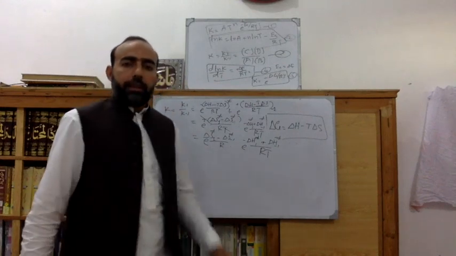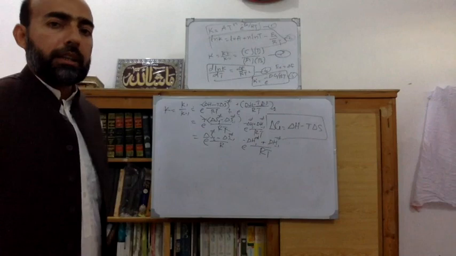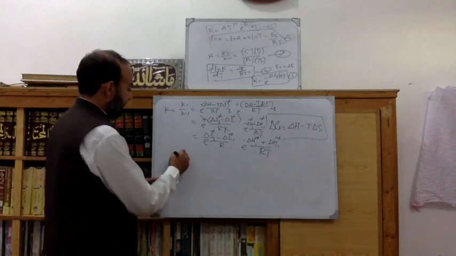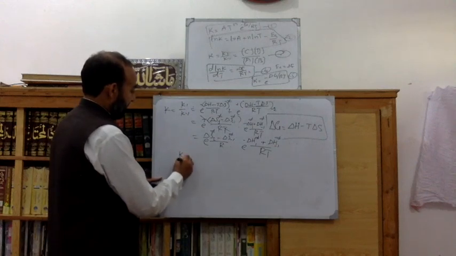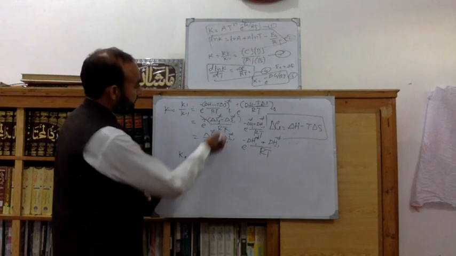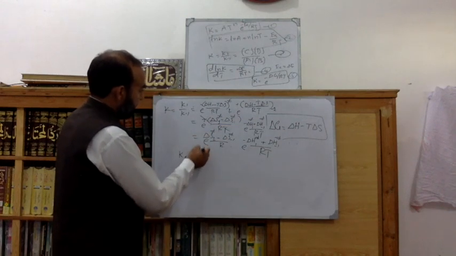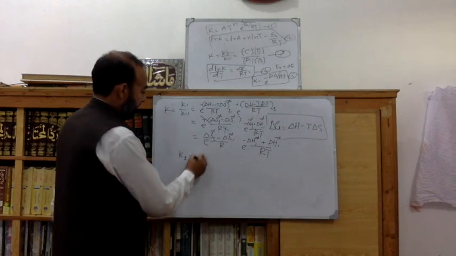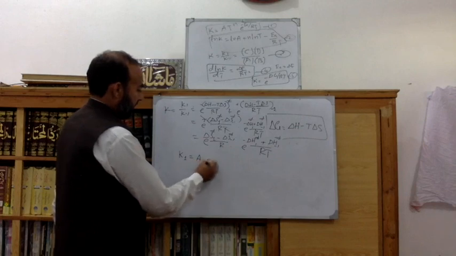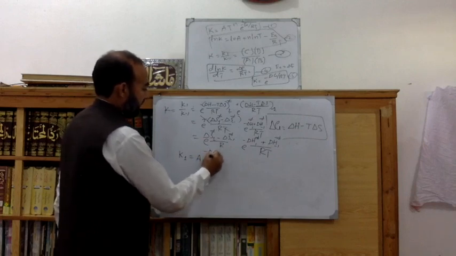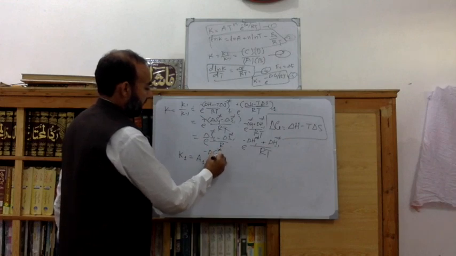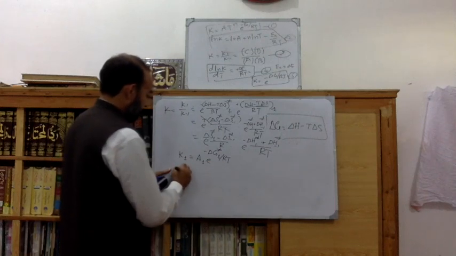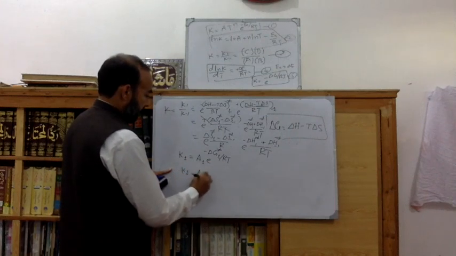We are mostly interested in the forward reaction. In chemical kinetics, we are mostly interested in the forward reaction. So just taking the forward reaction rate constant, putting the value for the forward reaction, we have A forward e raised to ΔG‡ for the forward reaction over RT.